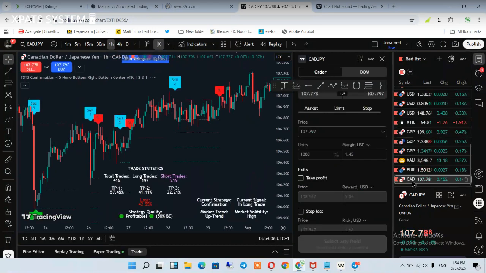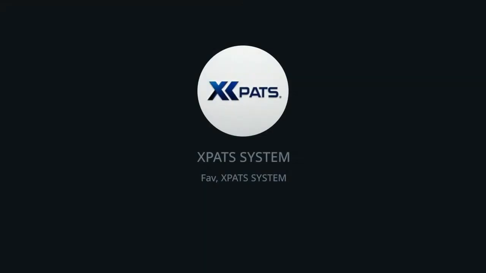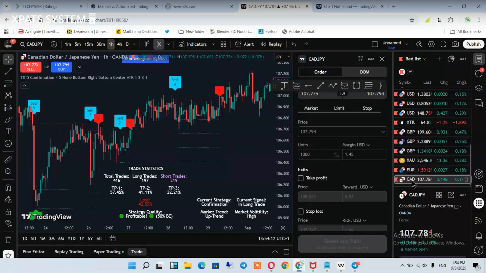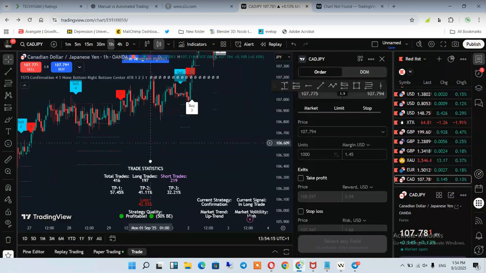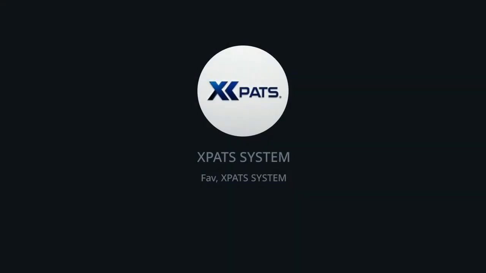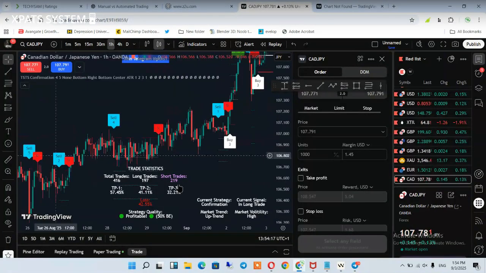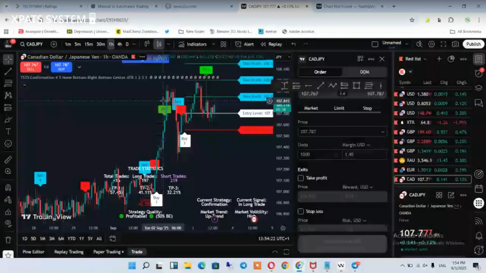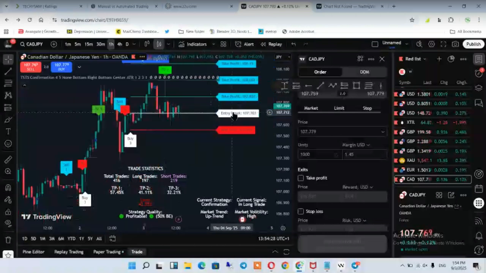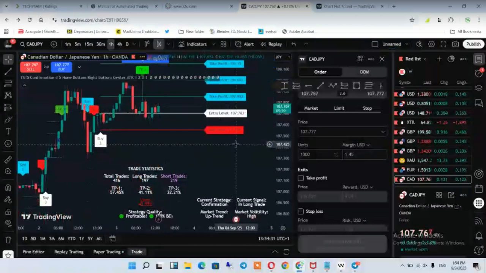Wow, I love CAD JPY here. Very good win rate at 57%. Even though all this we are seeing here doesn't speak like it, but 1, 2, 3, 4 has been taken care of by TP3 here. TP1, TP2 here. So it's actually a very good one. CAD JPY. I think I'm on CAD JPY. Yeah, I'm on CAD JPY.